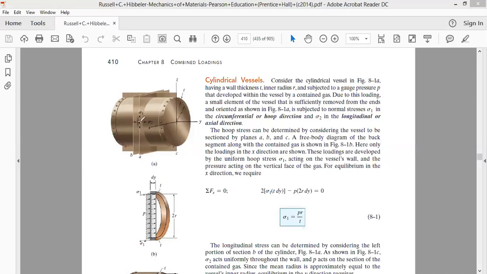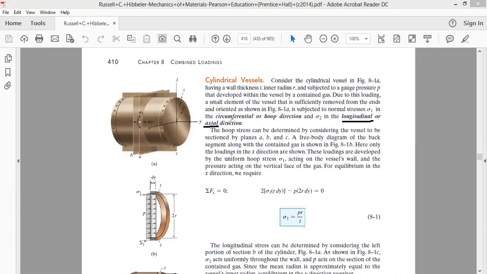The element shown here is simply a cubical element. As far as the longitudinal stresses are concerned, the elongation in the length is happening. It means this small element is being subjected to stresses along the y direction. The stress exerted on this element along the longitudinal direction is represented as sigma 2. This is called the longitudinal stress, or the axial stress. This is important. It acts in the longitudinal direction, or the axial direction.